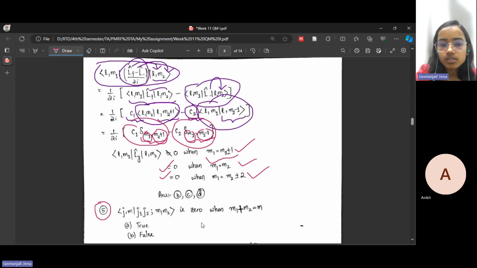Do you have any query in this problem? Okay, otherwise, let us move to the next problem.